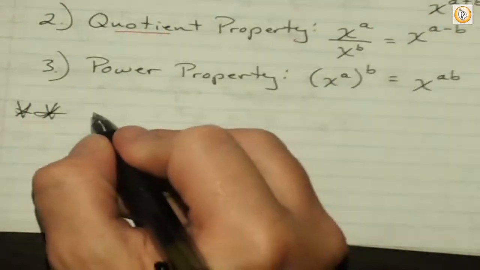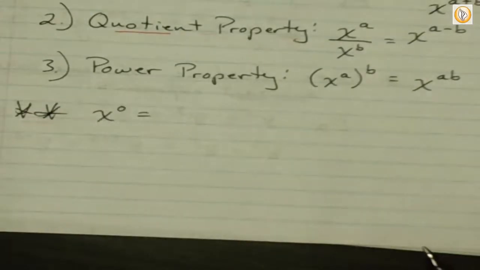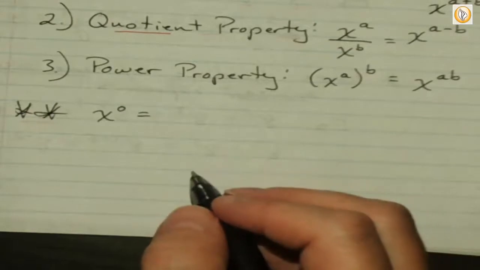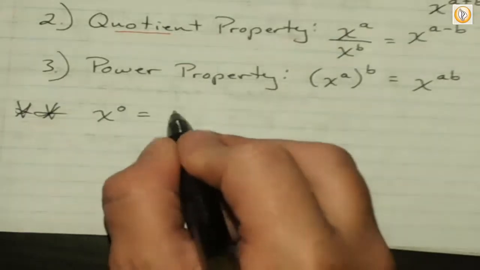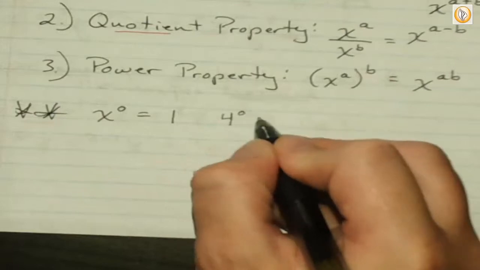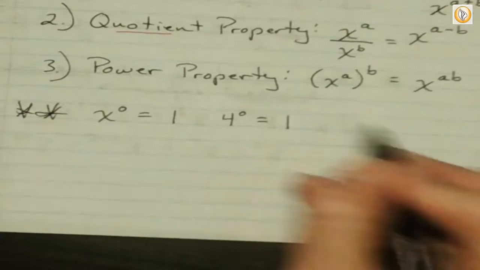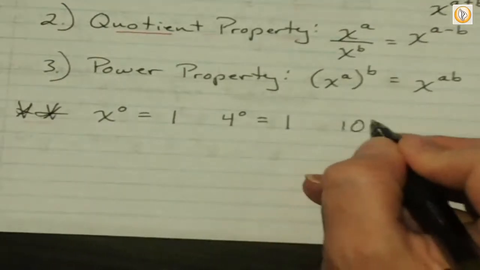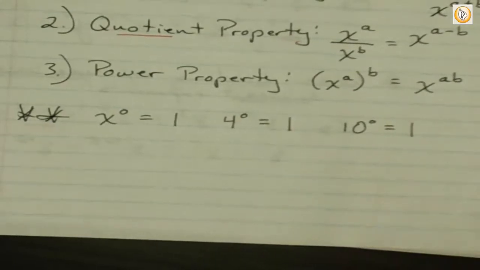What if I had x to the 0 power? What's my answer? Raise your hand. Okay. 0. No. One. What if I have 4 to the 0 power? Cecilia, what's my answer? It has to be 0. 10 to the 0 power. Aiden. 1. Very good. Anything to the 0 power is 1.